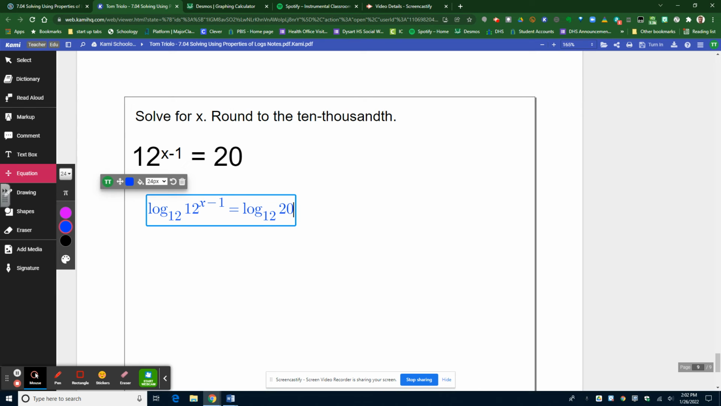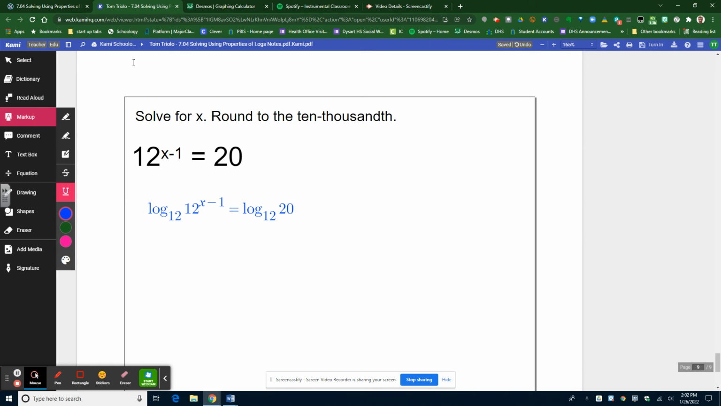Change of base formula says I could use 10, I could use e, but I'm using 12, and you'll see why in a minute, because it's going to make less work for you at the end. What do we end up having to do at some point? Make sure they're both the same. If it's rounding to 10,000ths, one is they have to be the same base, and two, I'm going to need decimals. Because, hey Denise, do you know what 12 to what power equals 20? Yeah, me neither. I know it's bigger than 1.